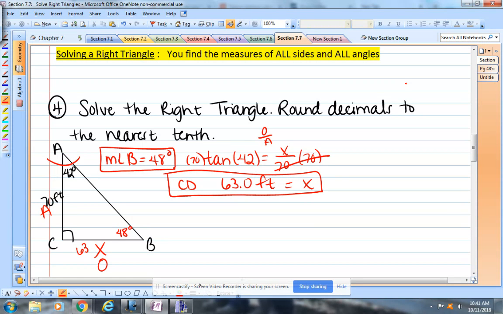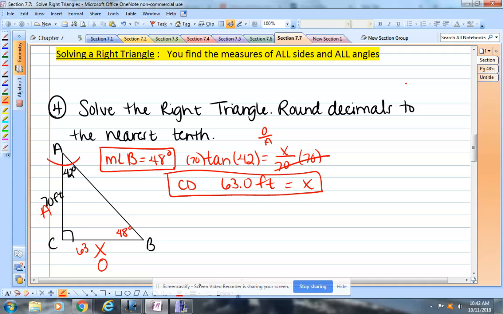And it makes sense because it should be the shorter leg because the 42-degree angle is smaller than the 48-degree angle. So that means it should be smaller than 70. Does that make sense? Shortest sides are across from the smallest angle. Now what's left for me to find? Hypotenuse. So we could use the trig function to find the hypotenuse. Or what's another way I could find the hypotenuse? Pythagorean theorem. Okay, if I know two sides, I can find the third side by Pythagorean theorem.